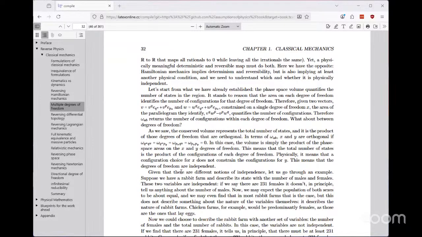Here we have the opposite. Hamiltonian mechanics implies determinism and reversibility, but is also implying at least another physical condition. We need to understand which, and whether it is physically independent.